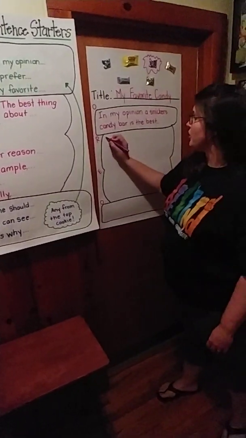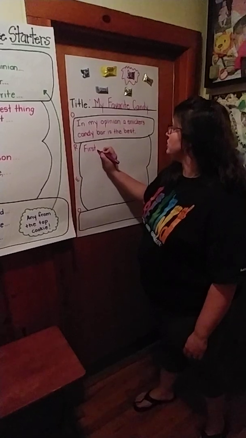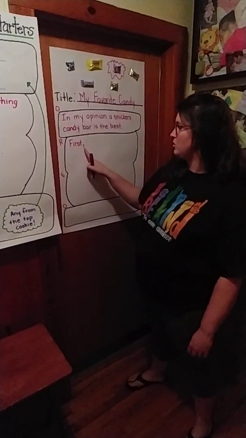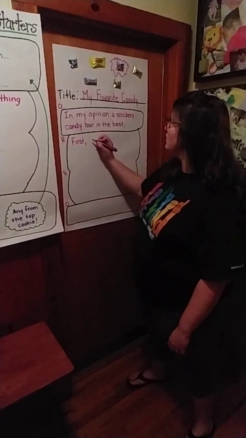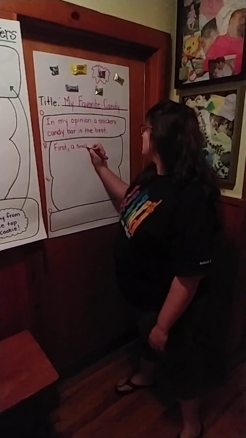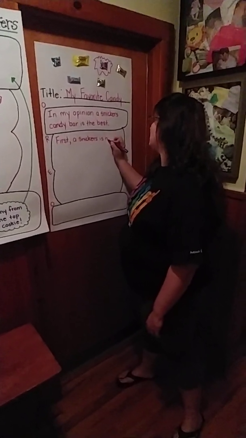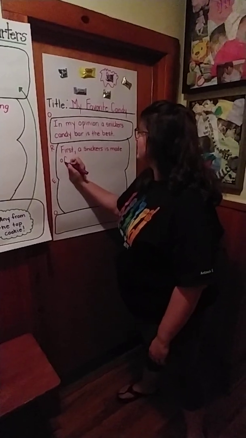Okay, first, it's a good transition word. And remember, since I'm writing sentences, I want to make sure I start with capital letters and I put those commas there if I need it for my transition word, okay? First, a Snickers, I'm going to say, is made of chocolate. Oh, I love chocolate. Is made of chocolate.